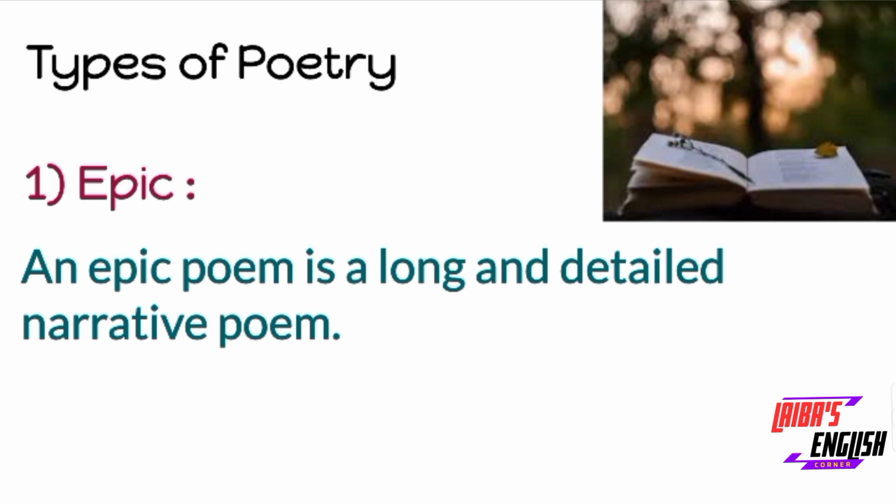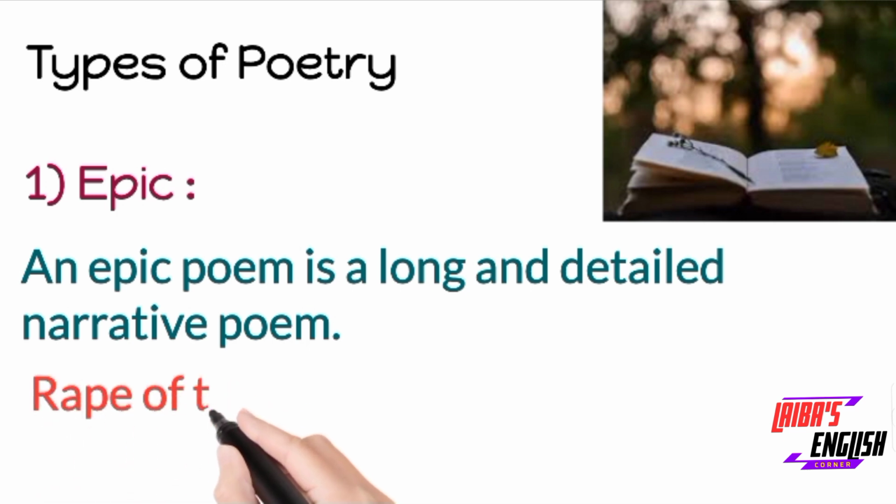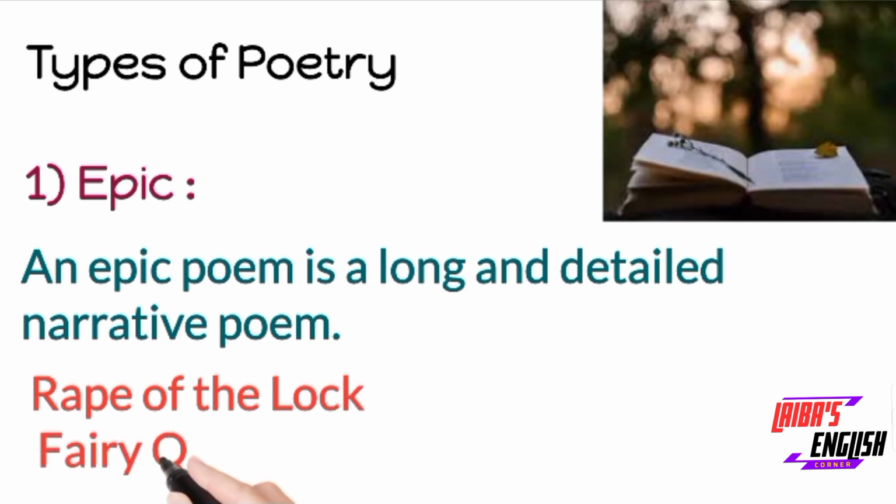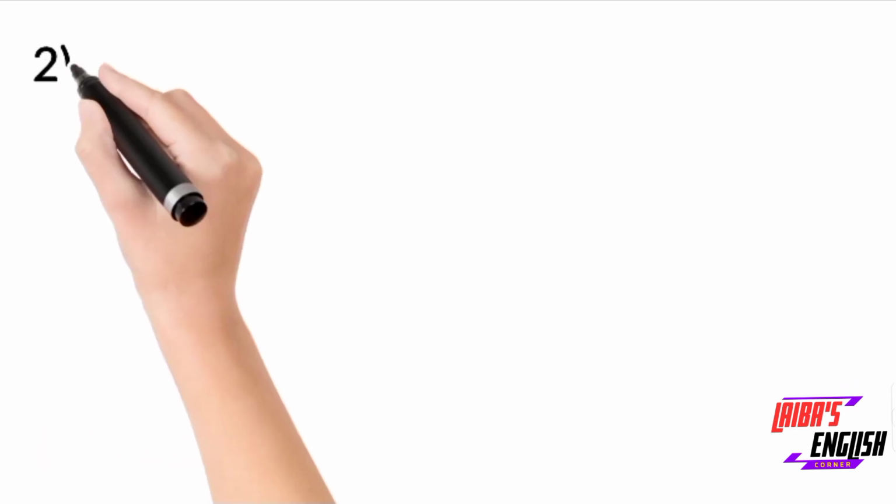Basically, it consists of a thousand or more than a thousand lines, or it can have such long, thick books. We will see some examples of famous epics. Number one, Rape of the Lock. Rape of the Lock is by Alexander Pope, and Fairy Queen is a famous epic written by Spenser. So these are long books of poetry.